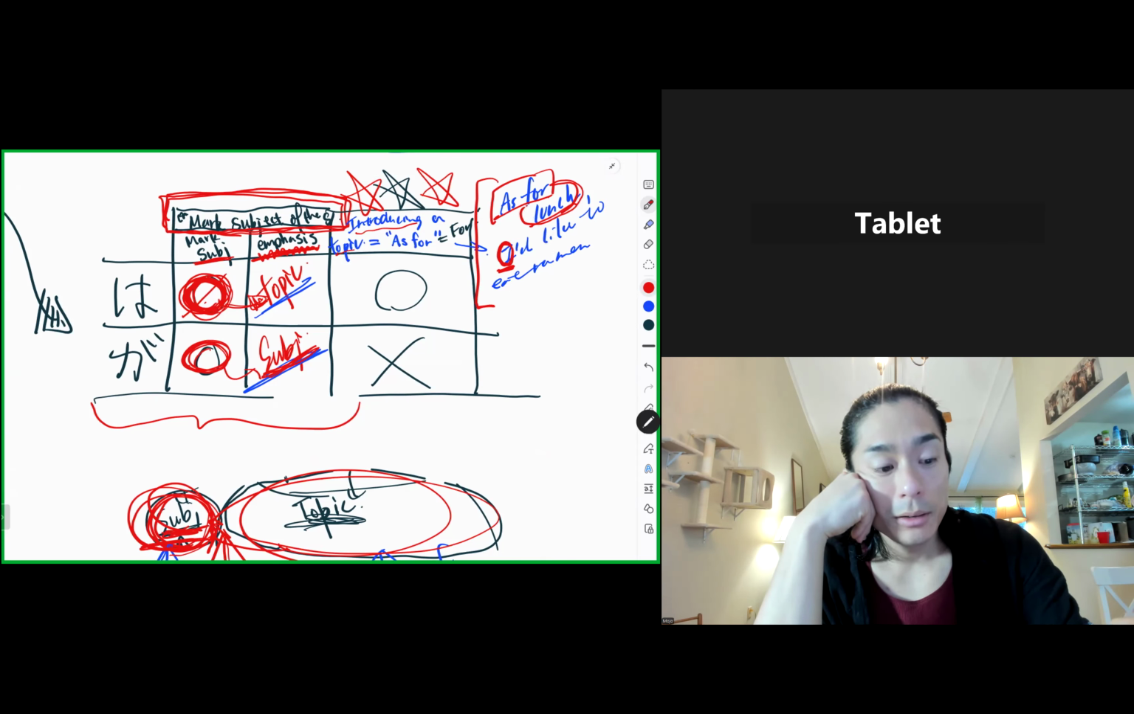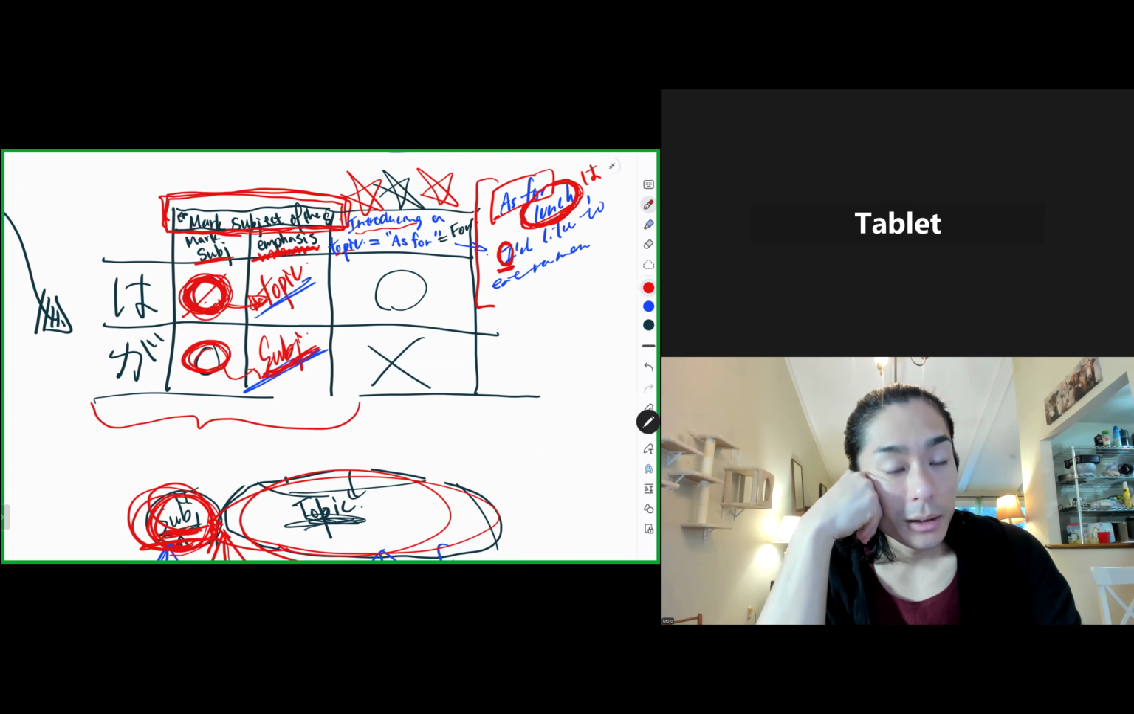Okay? So in that case, lunch is not the subject of the sentence. It's just introducing a topic. Okay? How do we do that in Japanese? By putting wa, and we can make lunch the topic. As for lunch, I'll eat ramen. As for dinner, I'll eat cereal or whatever, right?